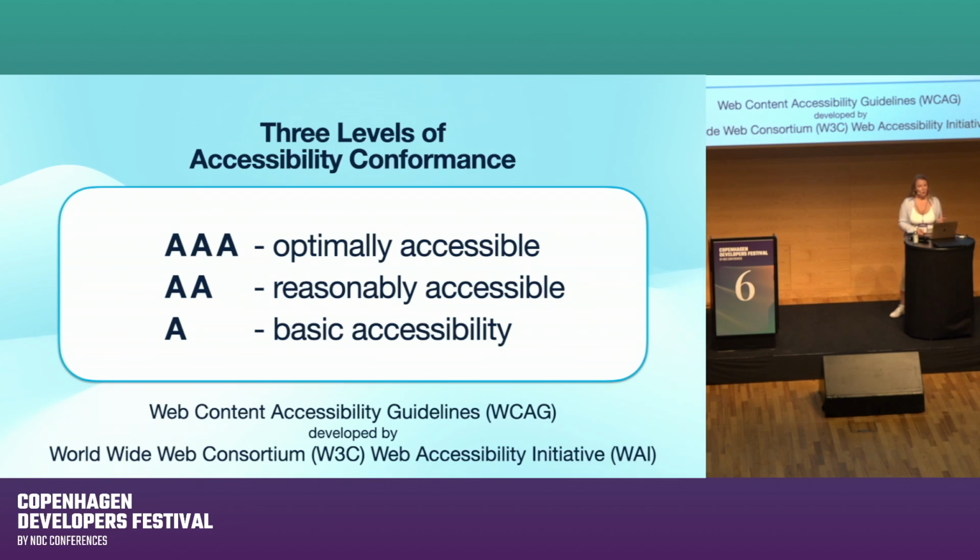The single, double, and triple A conformance levels are cumulative, meaning that to be considered AA conformant, websites must meet all success criteria for single and double A. And to be AAA conformant, all criteria must be met for single, double, and triple A.